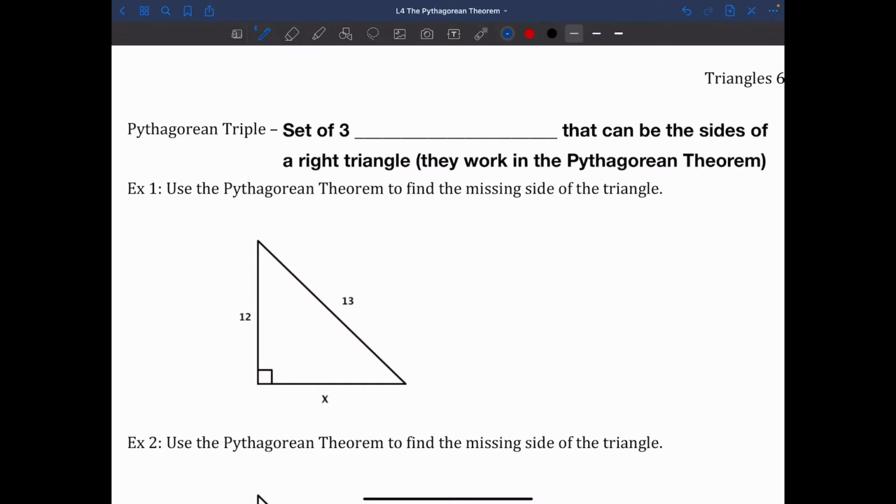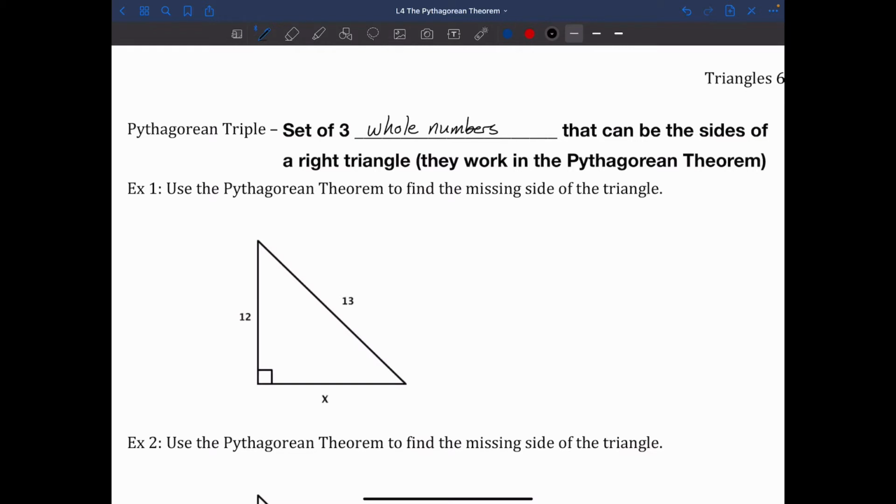What we're going to do today is talk about problems that involve the Pythagorean theorem, as well as these Pythagorean triples, which are real handy. A Pythagorean triple is a set of three whole numbers that can be the sides of a right triangle. That just means that they work in the Pythagorean theorem. If you plug them in, they will actually work out well.